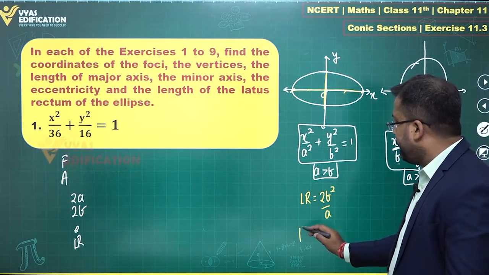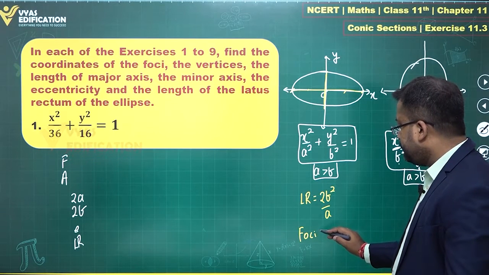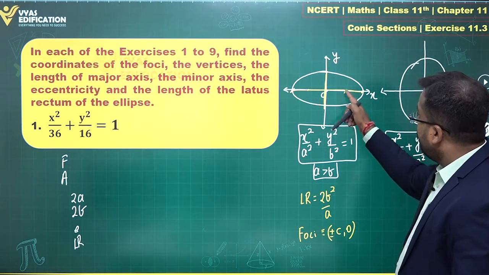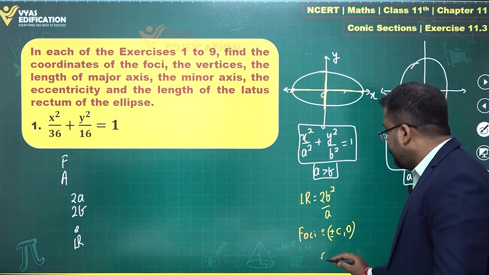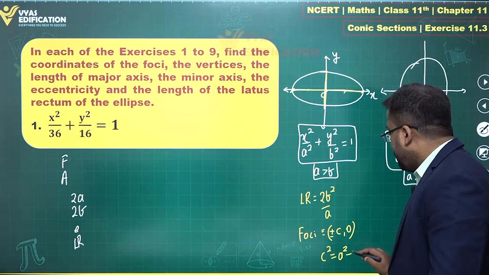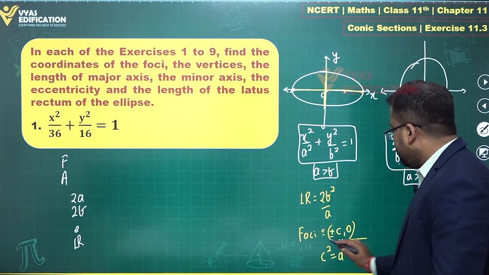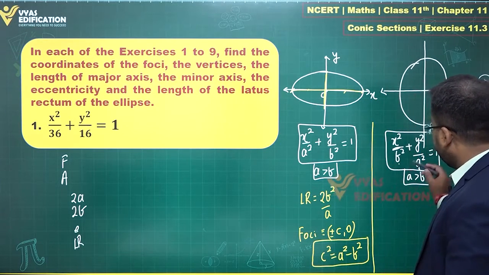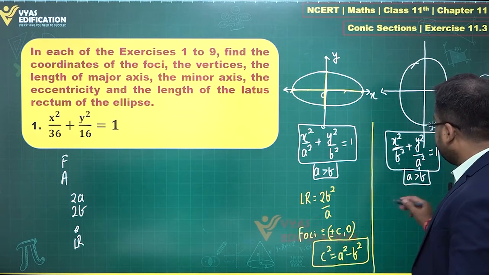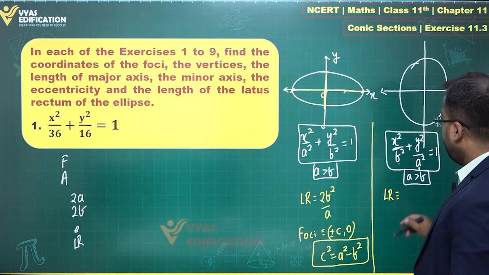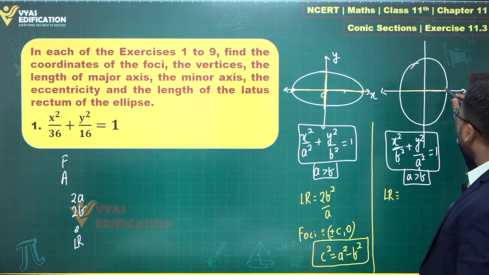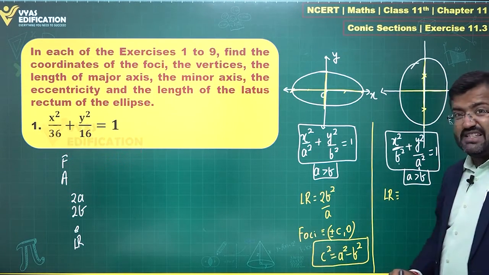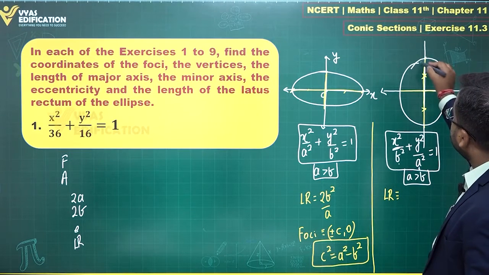And what else? Foci will be plus minus c comma 0. And what about the value of c? c square will be equal to a square minus b square for this case. This is what we have. And in this particular question, you can observe that a is greater than b. First of all, let's analyze. This will be the minor axis, this will be the major axis, and the foci will be here on this major axis. These will be the vertices.